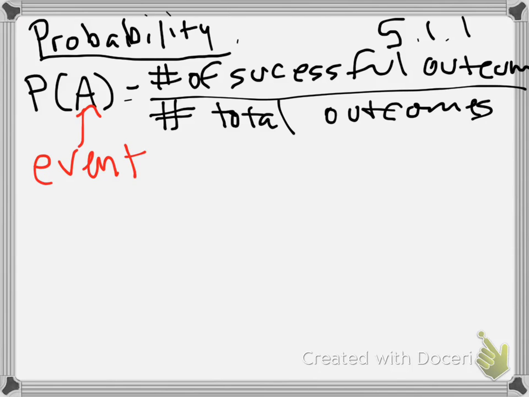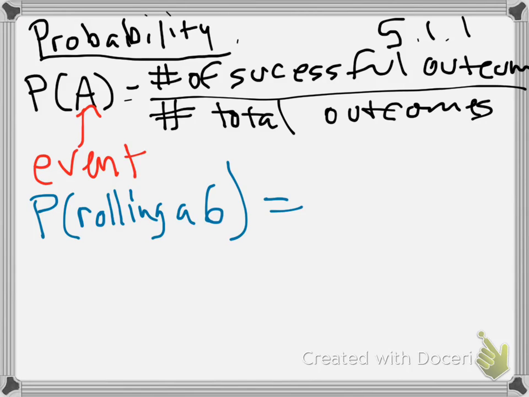For example, we can look at what is the probability of rolling a 6 on a 6-sided die. First of all, let's start with what is our total number of outcomes. How many different outcomes can you have for rolling a die? Well, you could roll a 1, 2, 3, 4, 5, or 6, so there's 6 possible outcomes. How many successful outcomes are there? Well, there's only one when you roll a 6. So the probability of rolling a 6 on a 6-sided die is 1 out of 6.